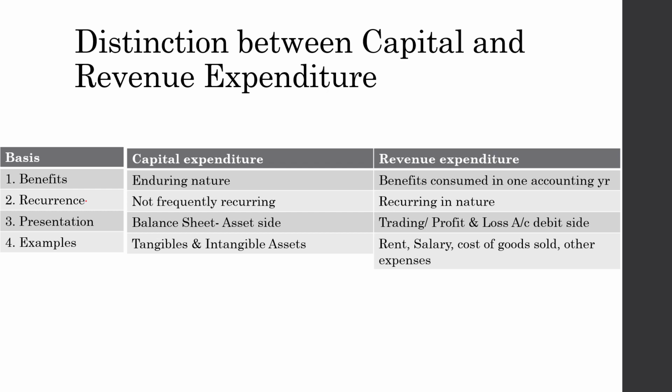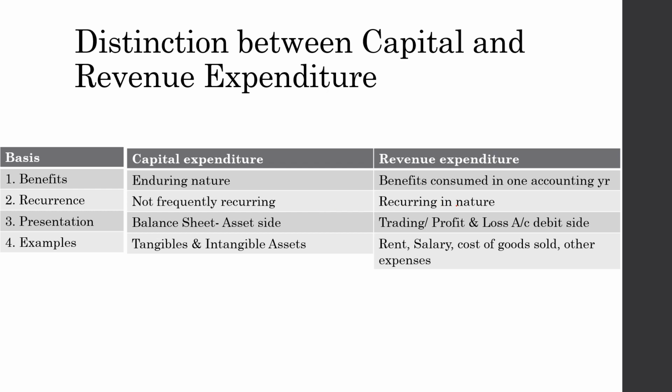Second basis is on the basis of recurrence. Normally, you don't keep buying machinery or furniture every year. So it is not going to be very frequently recurring. You might buy it in a couple of years or once in 5 years, like that. You might be adding new machineries or new furniture items, but you're not going to be buying them on a regular basis, like the goods that you buy for trading or manufacturing.